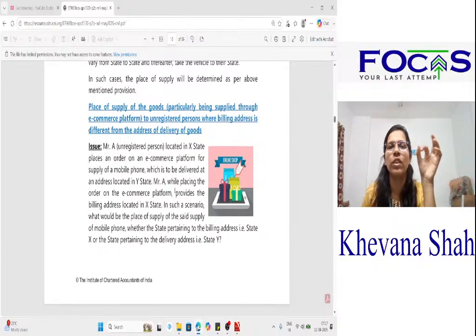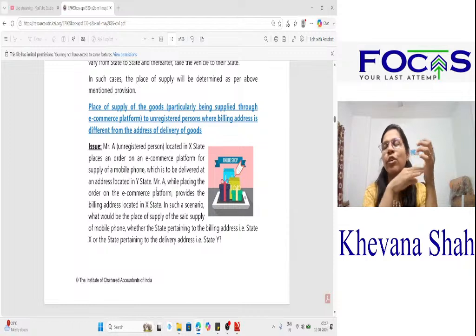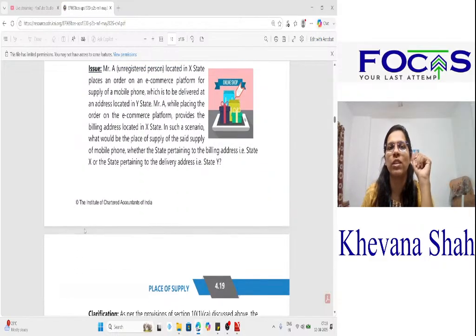Now, for the supply of goods, particularly being supplied through an e-commerce platform to unregistered persons where the billing address is different from the address of delivery. In case of an e-commerce operator, let's say you are purchasing some goods from Amazon or Flipkart, and you are not taking your usual billing address as your address of delivery. So let's say Raksha Bandhan is coming, so your usual billing address will be your own address, but suppose you are sending Rakhis to your siblings, so in that case the delivery address will be the address of your siblings. So in this case, what is the place of supply of goods?